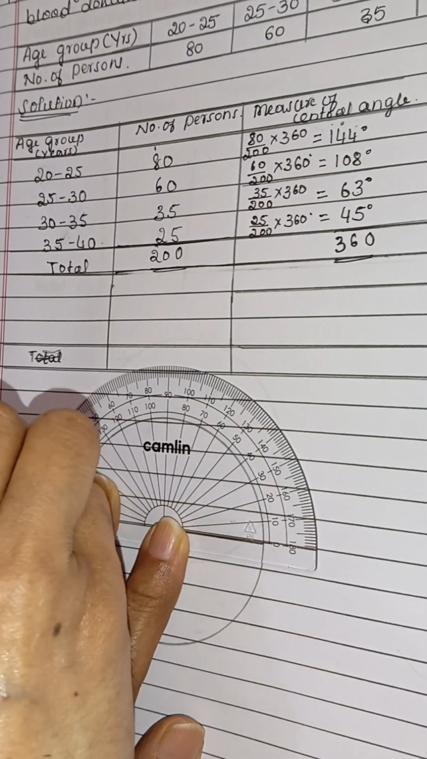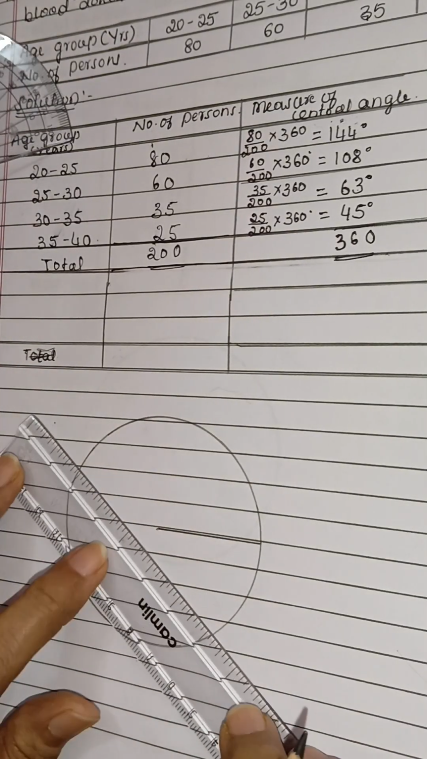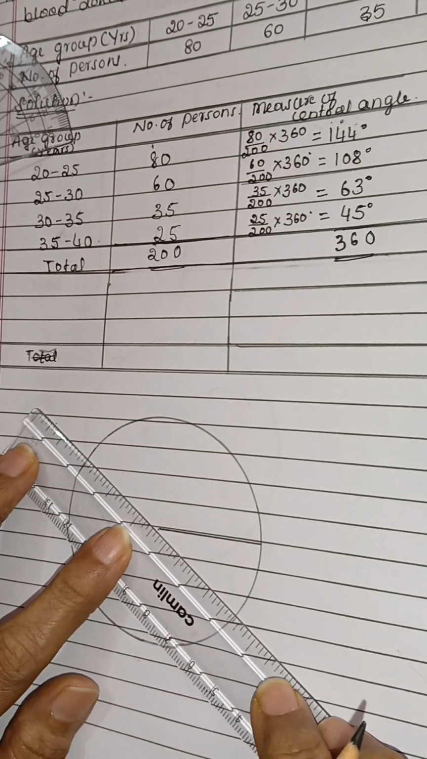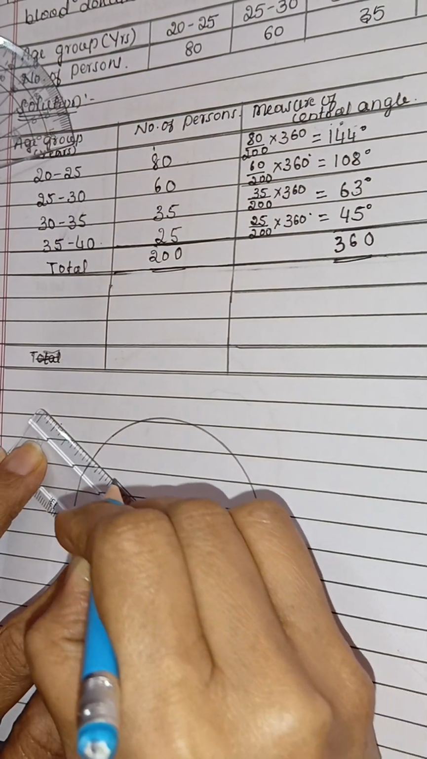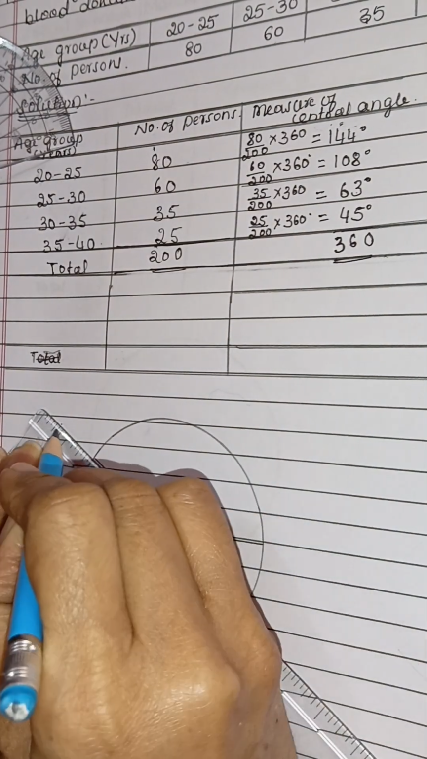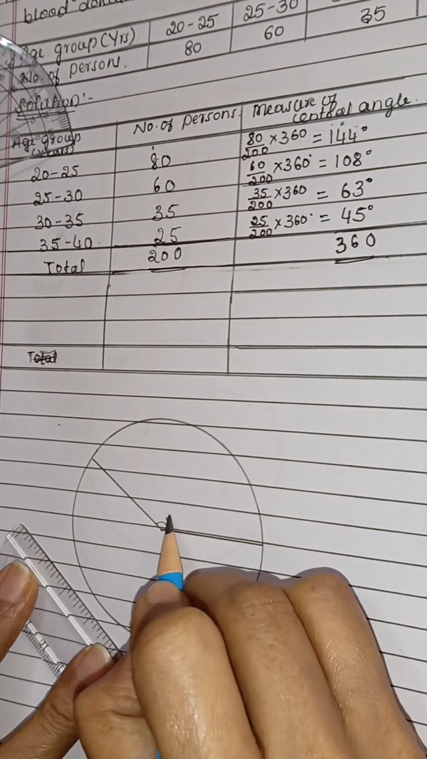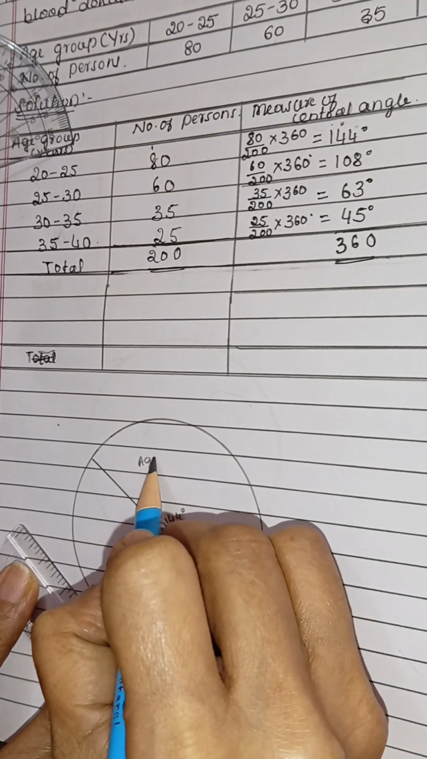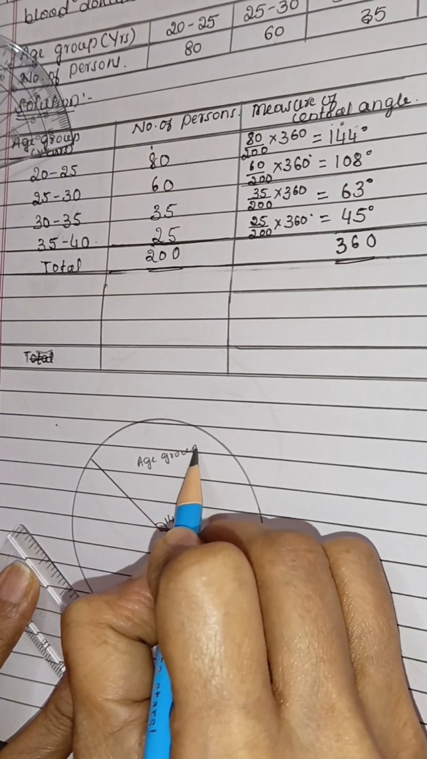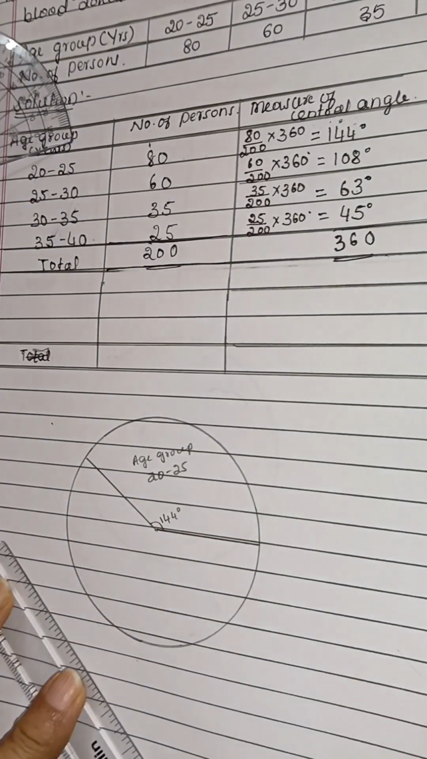144. Exact measurement accuracy is very important, because this line you have to join from the center. This is the center. See, till here you can draw. This dot is here. This is 144 degree, and this is for age group 20 to 25.